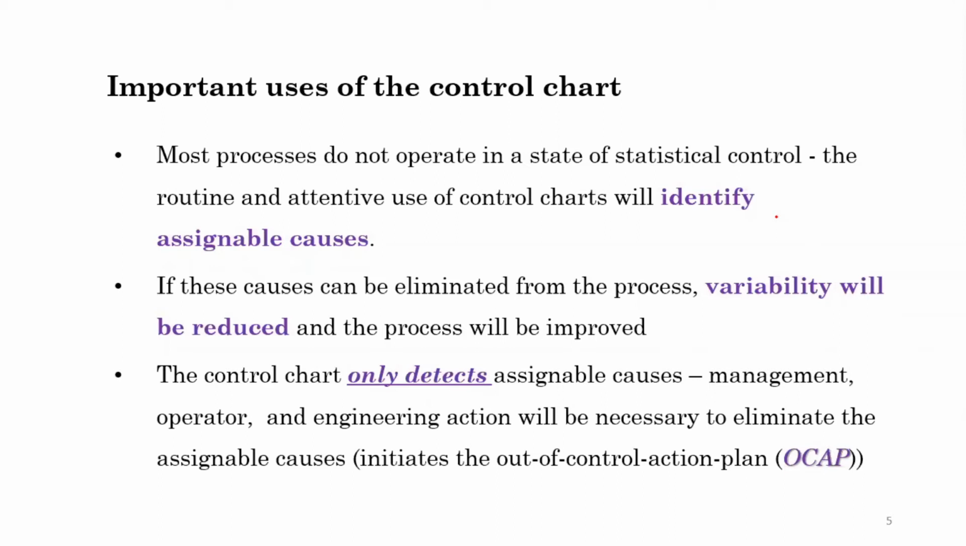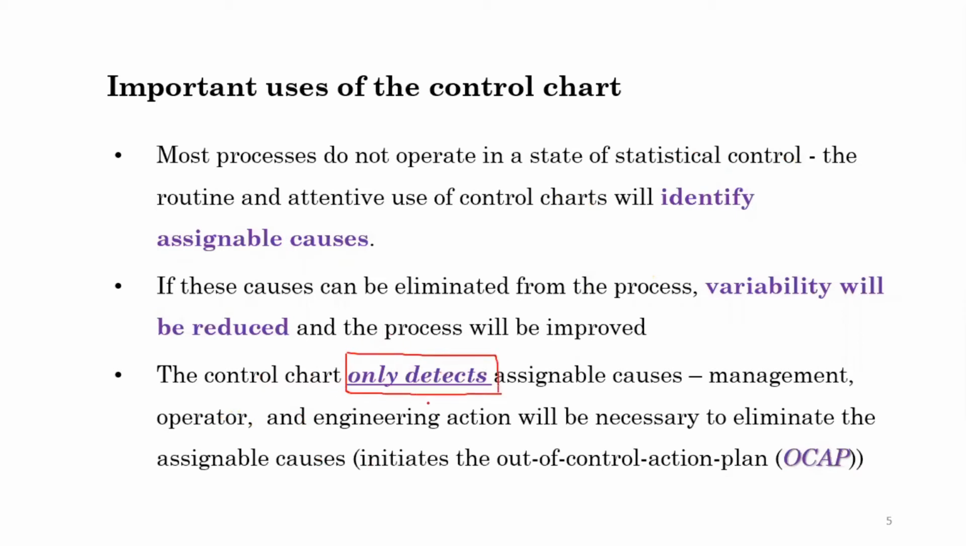So in order to identify this assignable cause of variation, the control charts would be very instrumental. If the assignable causes can be eliminated from the process, you can be sure that variability would be reduced. And when we say variability, we are not talking about the natural variability, but rather the assignable variability, a variability that is caused by something that you can eliminate if you take corrective action. And the control chart is used only to detect the assignable cause of variation. This is very important.